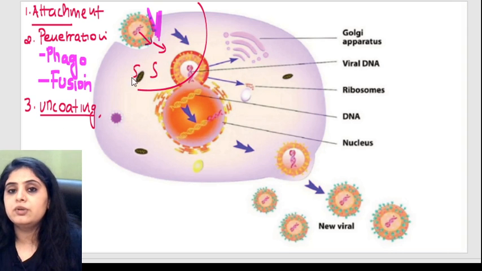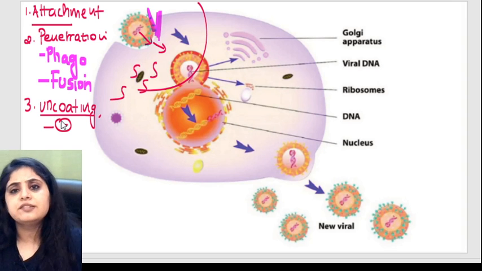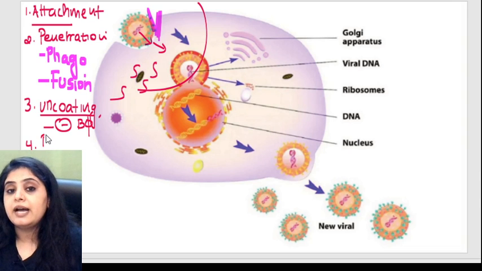So remember, uncoating is removing the capsid. So I just want the nucleic acid to be free. But in bacteriophage, the nucleic acid is already free. So this is absent in bacteriophages. Now after uncoating, you say that this is ready for the synthesis of new viruses. So now we go on to something known as biosynthesis.